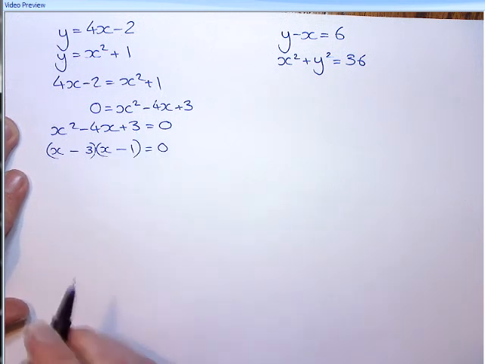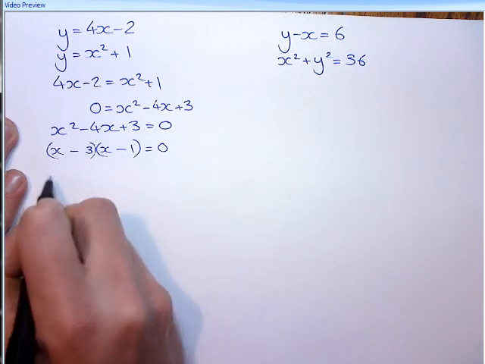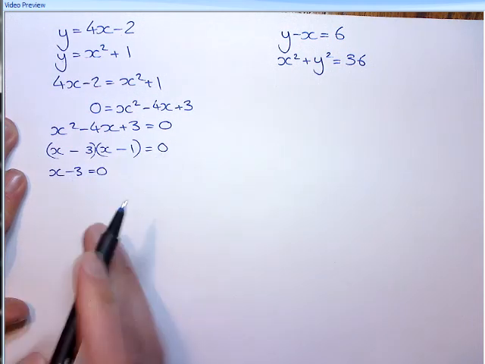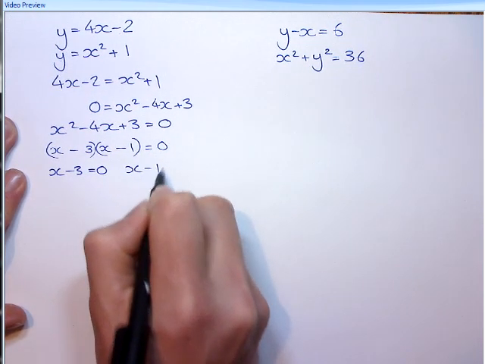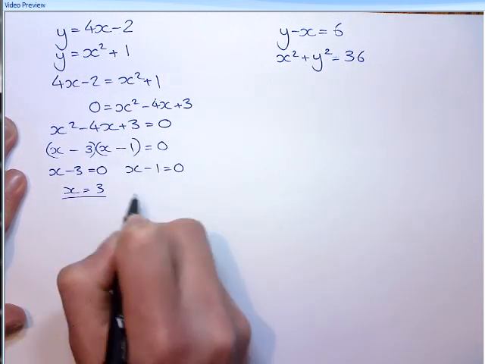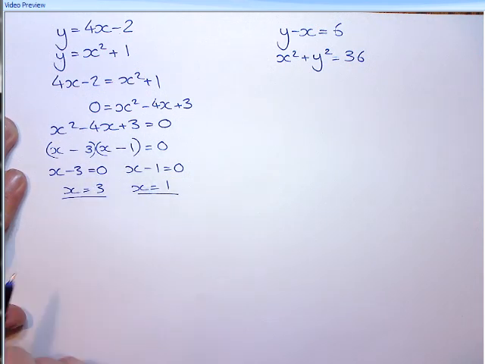Now, I've shown you in a previous video, if you get this, this means x take away 3 is equal to 0, so this bracket is equal to 0, and the other bracket is equal to 0, so x therefore must be 3, and x therefore must be 1. You can just swap the signs over.